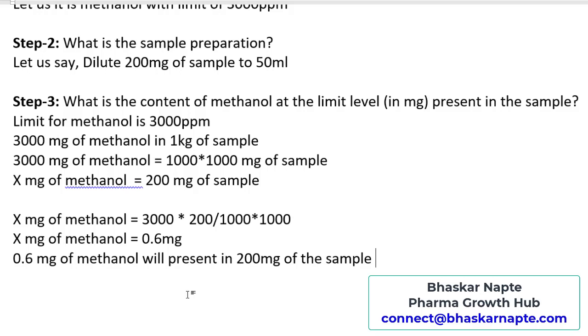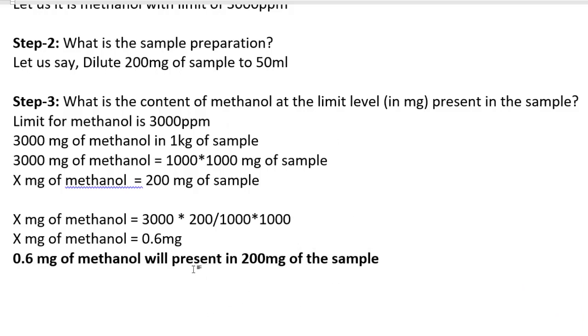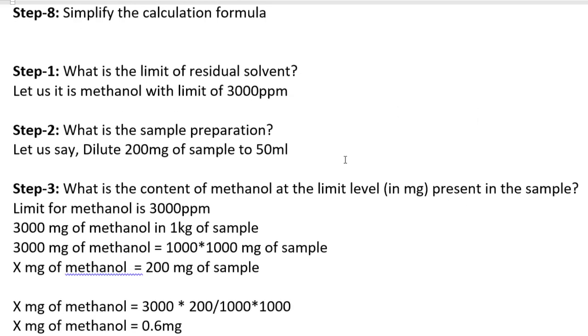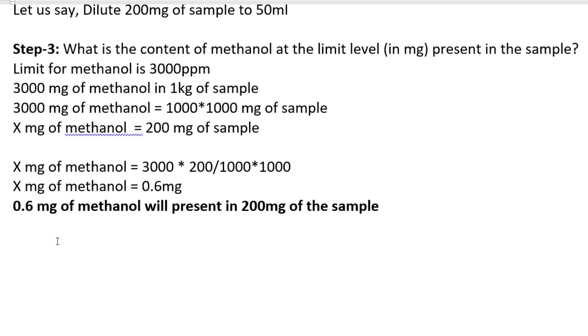I hope you are clear up to this very important step. Now this step is very important and I will explain why. So we calculated the content of methanol at the limit level in milligram. Look at 0.6 milligram present in the actual sample, that is 200 milligram. So let me explain the next step now, and that is step number 4. This step says that we now need to calculate the concentration of methanol at the limit level in milligram per ml present in the sample. So let me put step number 4 over here.